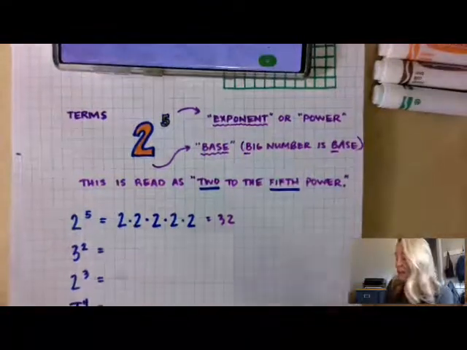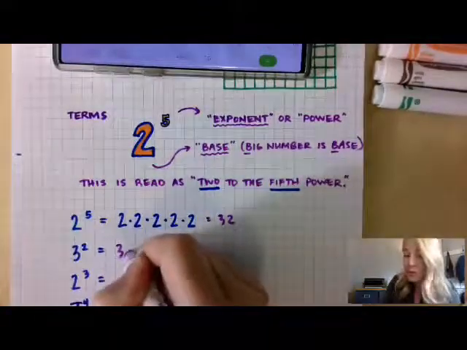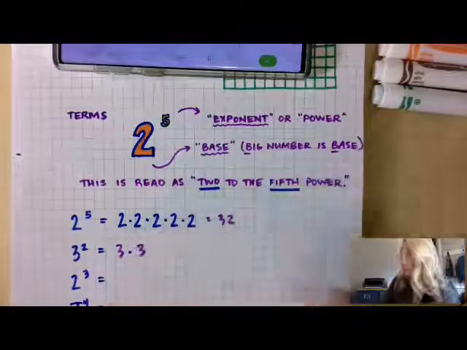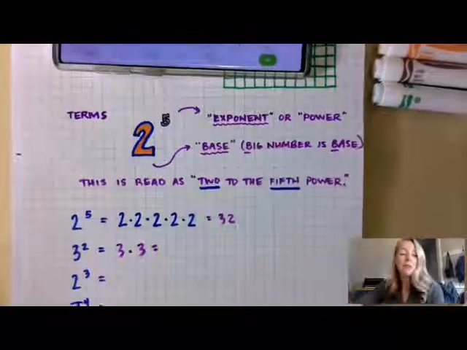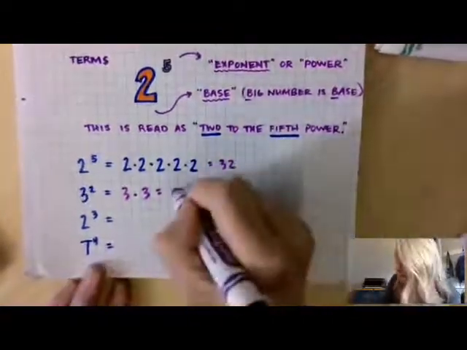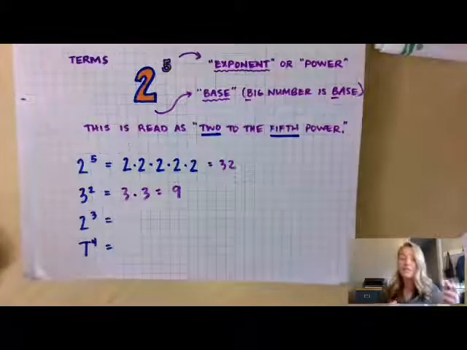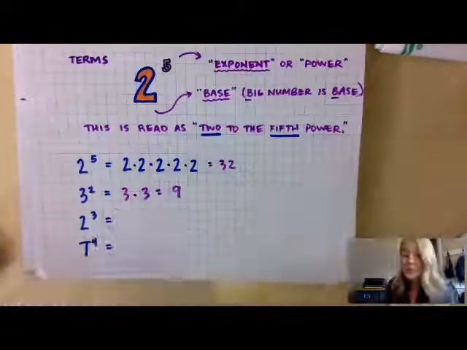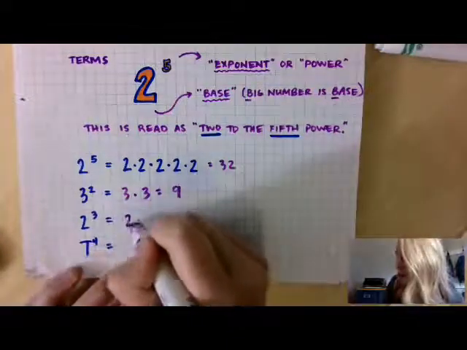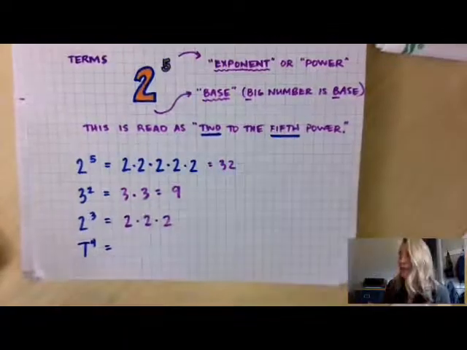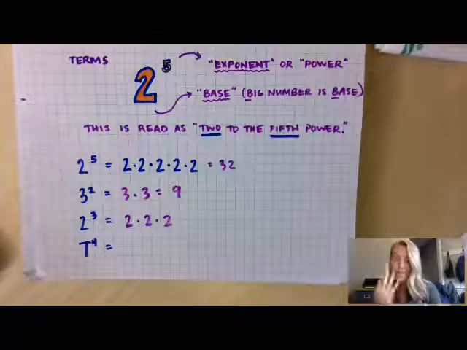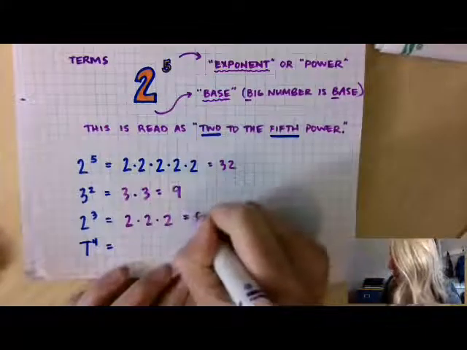3 to the 2nd power is going to be 3, not times 2, but 3 times itself twice. So 3 times 3, that might be a little bit faster for you. That's just 9. And then we've got 2 to the 3rd, because I want to throw you off a little bit and show you different ways, right? 2 times itself 3 times. So 2 times 2 times 2. So 2, 4, 8 is going to be your answer on that one.